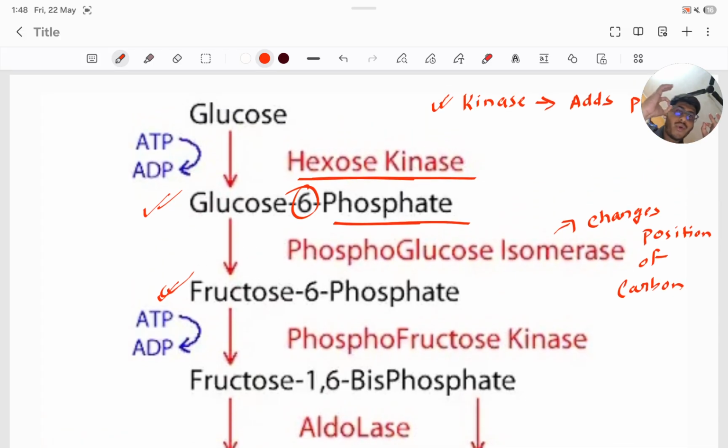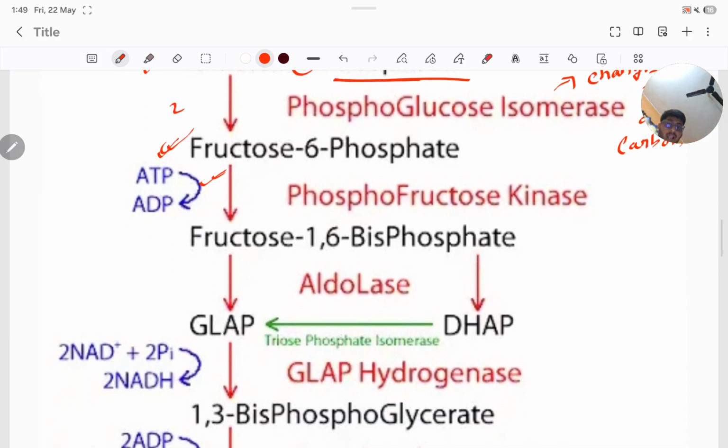To do this glycolysis we need ATP also. We are investing energy to get energy. ATP is invested in the first step and also in the third step. See, this one is the first step, this one is the second step, this is the third step. Now after that another kinase is used on the fructose 6-phosphate, which is then converted to fructose 1,6-bisphosphate.